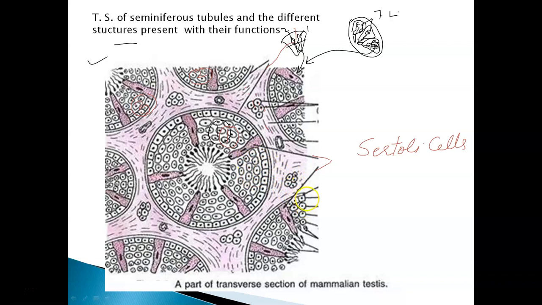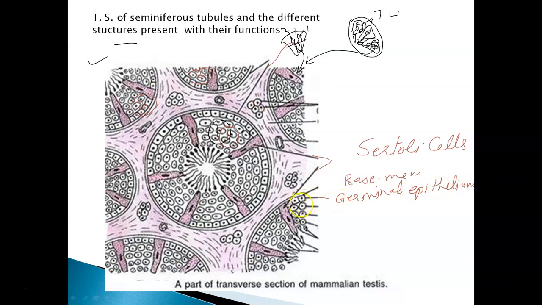Here is the lining of that seminiferous tubule, which is the basement membrane. Now here is the germinal epithelium. Children, if you remember the animal tissues which you studied in 11th standard, the germinal epithelium is actually the cuboidal epithelium which forms the germs, that is the gametes. And here in the testes, the germinal epithelium undergoes meiotic division.